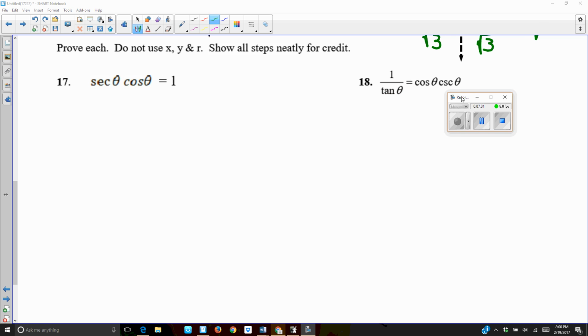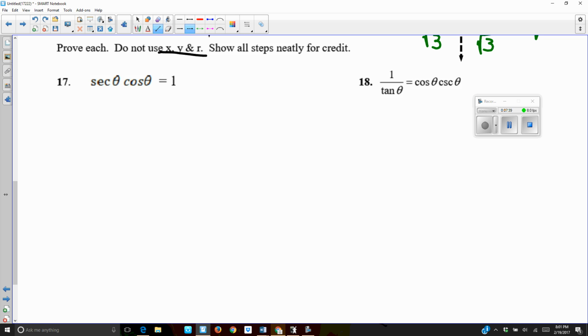All right, final type of proofs. These are proofs where we're not using x, y, and r. So you cannot use x, y, and r at all for these proofs. Instead, you need to memorize those sine and cosine trig identities we talked about. Those all have to be memorized.